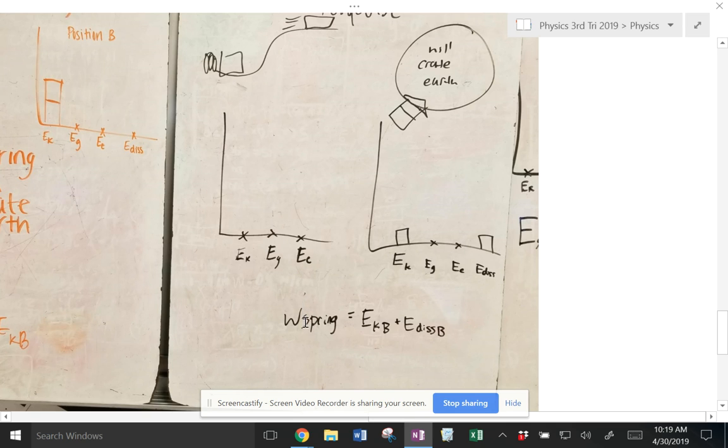All right, so what's different? Well, you don't have the spring, and so you would have to have a working force, and then there would be EK and EDIS in B. So why is B different from the other board? Because there's friction.